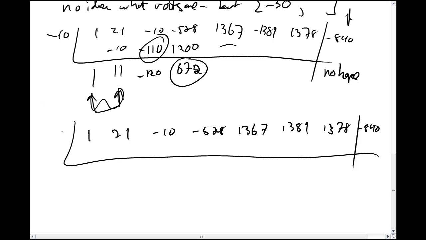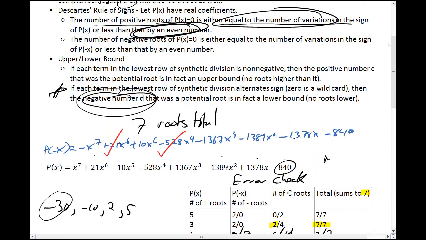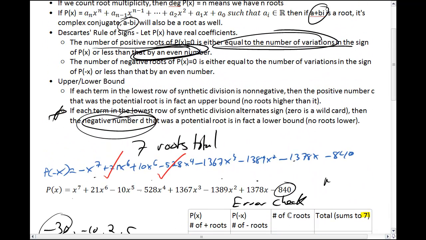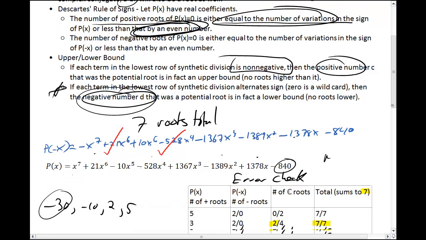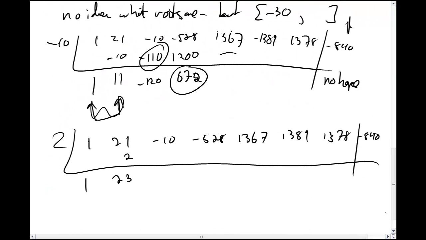And now let's try the next number I picked, which I think I picked the number 2. So I pull a 1 down, and then I get myself 2, and then I get myself 23. Keep in mind, what are we looking for here? To be an upper bound, if we're doing a positive potential root number, then we're looking for all of our terms to be non-negative. So we're looking for positive numbers and zeros. So far it's going good.